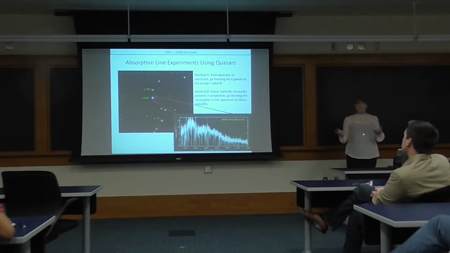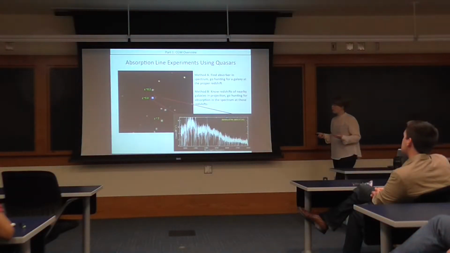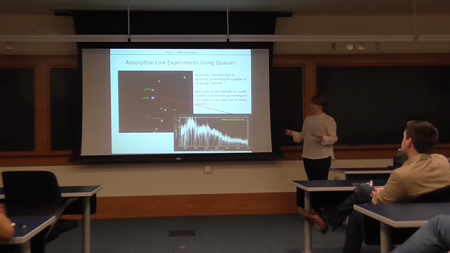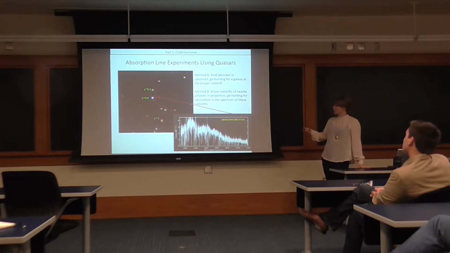Like I said, the way that we do these experiments is we take an image where we have a galaxy and a quasar. The quasar is at a higher redshift, so it's behind it. The galaxy is nearby in projection. You know the redshift of the galaxy, you know the redshift of the quasar, and so you know roughly the distance into the halo that this quasar is probing. So this quasar here is about 75 kiloparsecs into the halo at the redshift of the galaxy. And so you look down the barrel of the quasar and you see absorption lines.